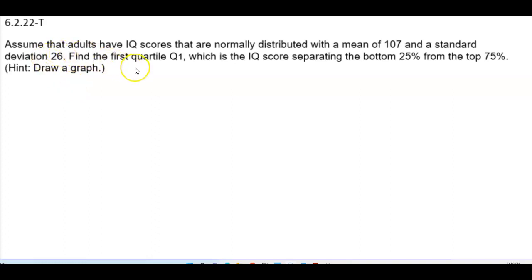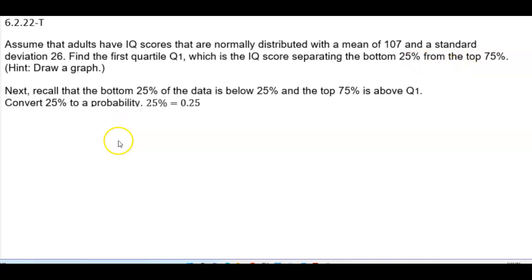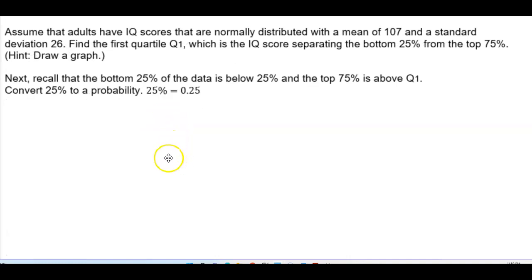Assume that adults have IQ scores that are normally distributed with a mean of 107 and a standard deviation of 26. Find the first quartile, Q1, which is the IQ score separating the bottom 25% from the top 75%. So the first thing I want to do is recall that the bottom 25% of the data is below Q1 and the top 75% is above Q1. So we want to convert 25% to a probability, which is 0.25.